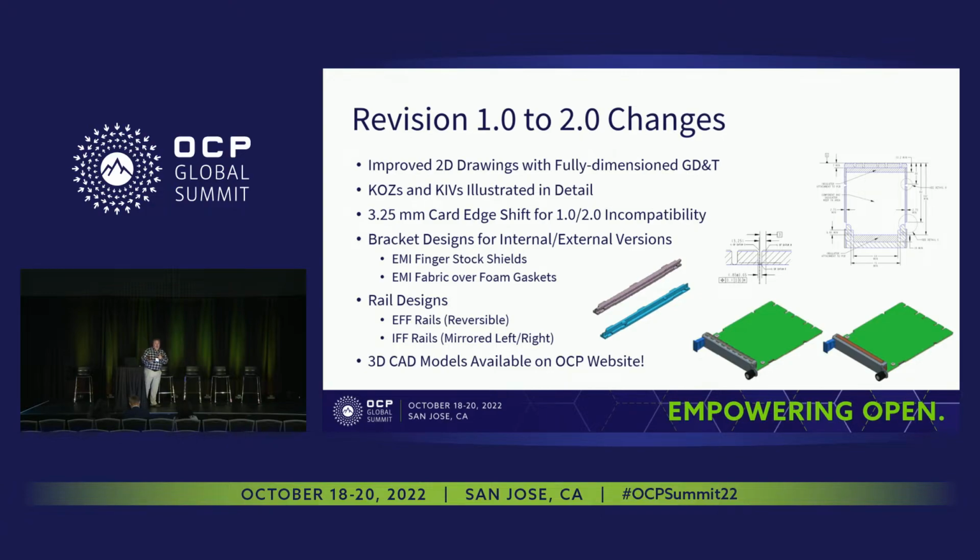Next are the rail designs. So we took the existing OCP V3 NIC and we modified it just slightly on the ends. It's still a reversible part, but in the DC-SCM 2 spec, there was a situation where the screws that you mount to the bracket could actually be what's guiding the module into the bay, and we didn't want that to be the case. So we really want the card edges of the module themselves, within tolerance, to be the ones that guide everything into the bay.